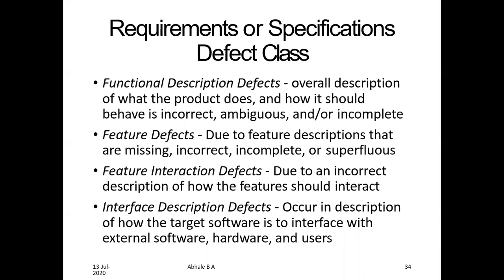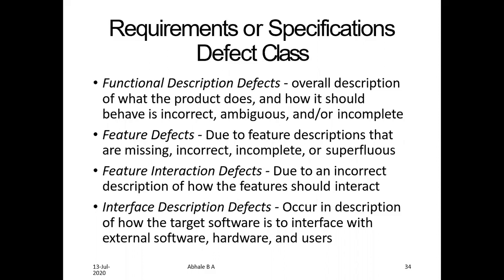Then feature defects, due to feature descriptions that are missing, incorrect, incomplete, or superfluous. An error or defect will arise. Features of that system are not properly specified. Then feature interaction defects, due to an incorrect description of how the features should interact. Suppose you have 5 modules in your software. How those 5 modules should interact with one another is not properly specified. So at the time of interfacing, it will lead to a defect.